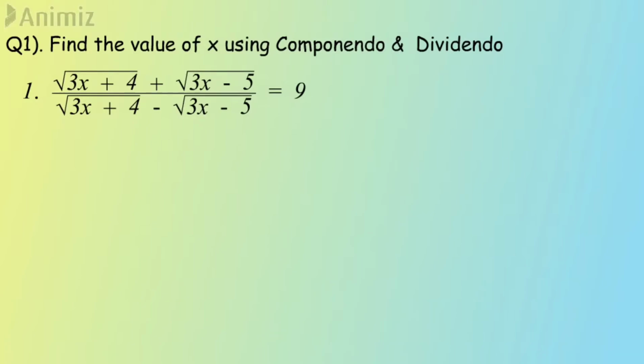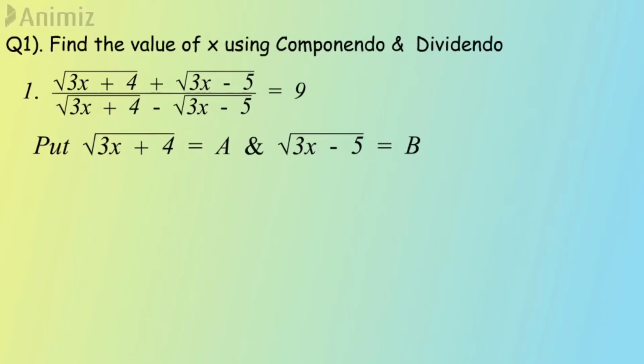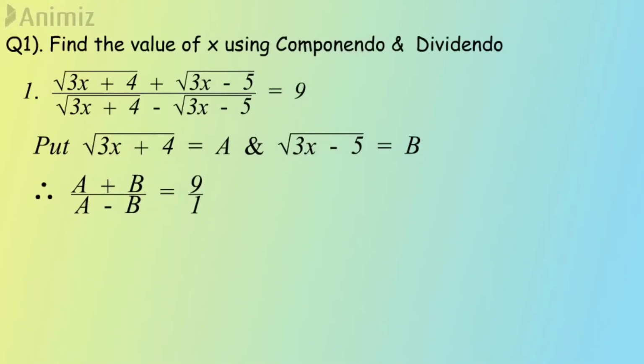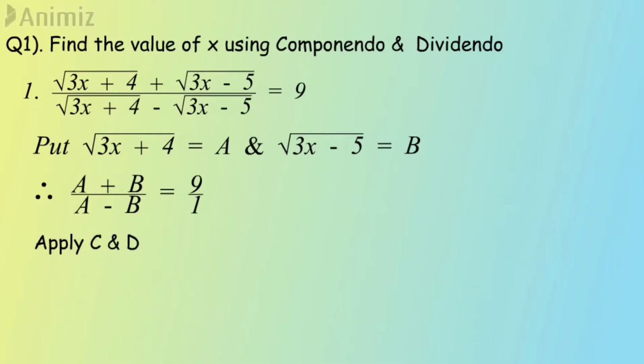So to solve this by using componendo and dividendo, first of all we will consider these root terms as alphabets. I am taking under root 3x plus 4 equal to capital A and under root 3x minus 5 equal to capital B. So when you substitute this, you will get a plus b upon a minus b equal to 9 upon 1. Now we can apply componendo dividendo. You have to apply it on both sides simultaneously.